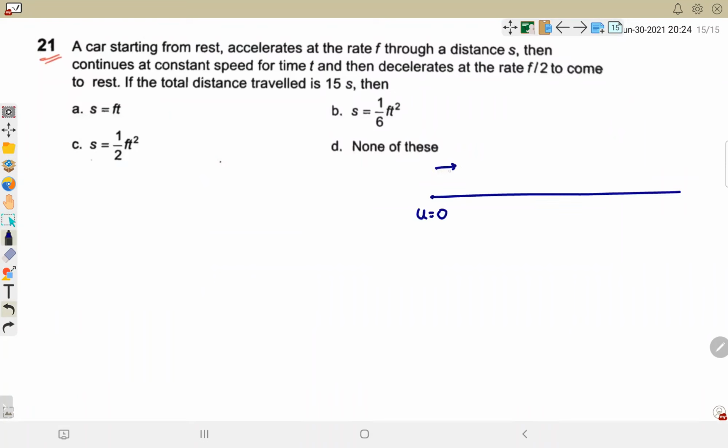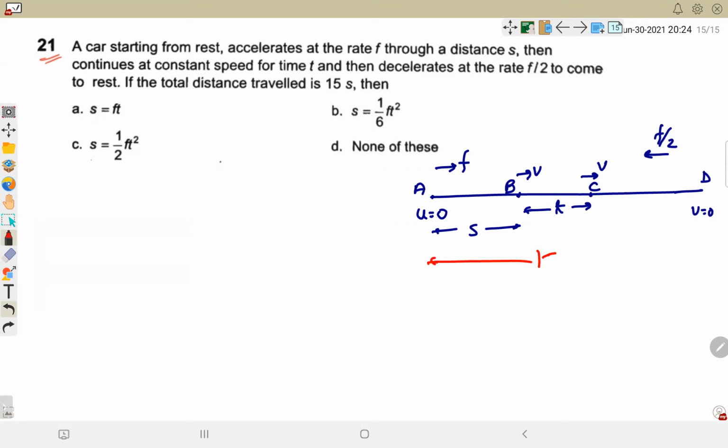Starts from rest, accelerated F through a distance of S. And then whatever speed it acquires, it continues with that speed for a time of T. And then it retards with the retardation of F by 2 to come to rest. Again, final velocity is 0. So A to B is an acceleration, B to C is constant velocity, C to D is retardation, and the total distance traveled in the journey is 15s. हमें S और T में relation बताना है. Correct?